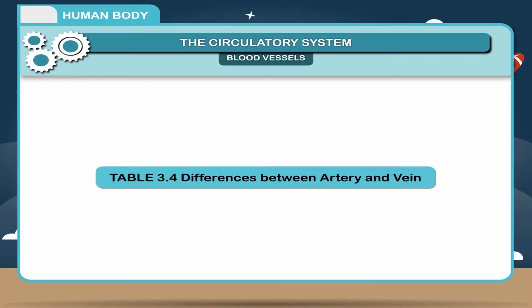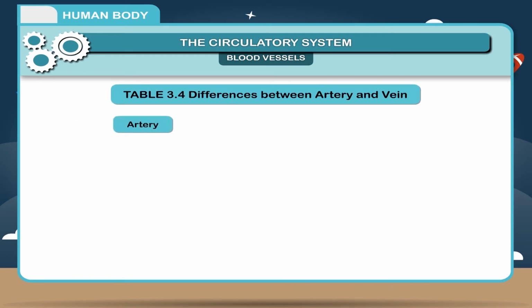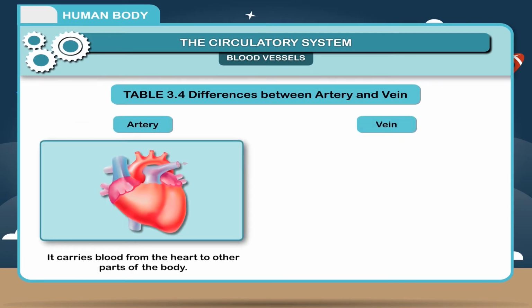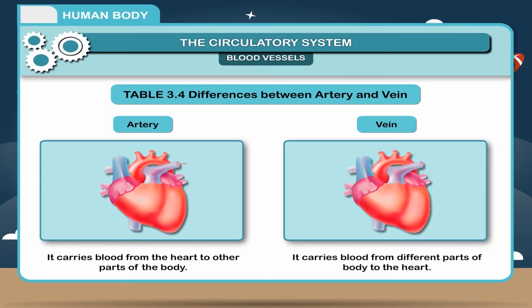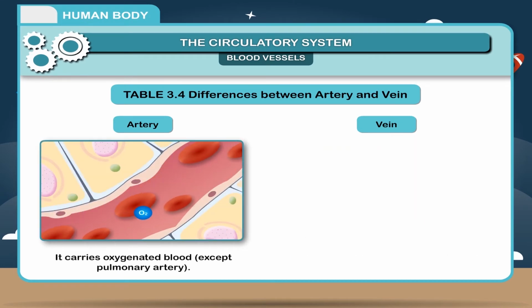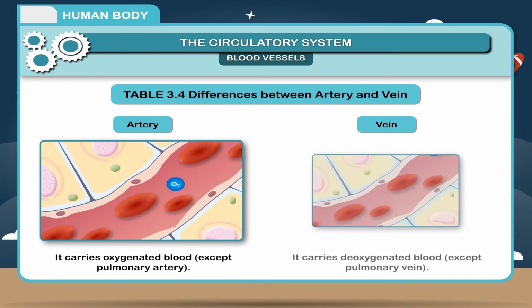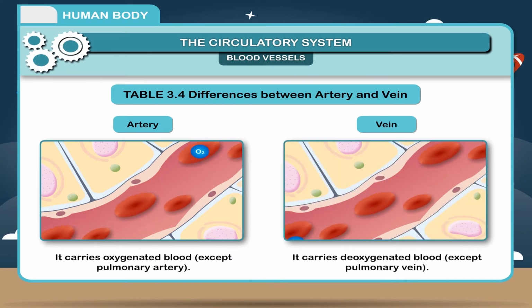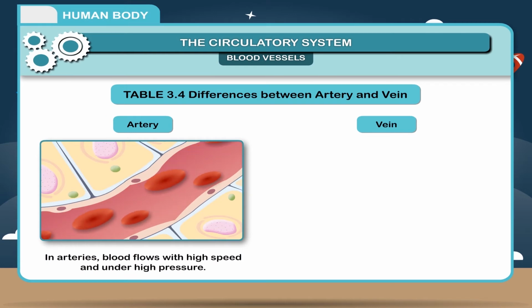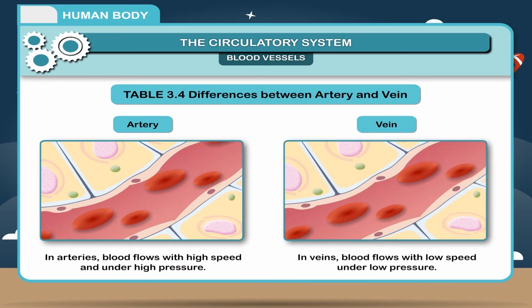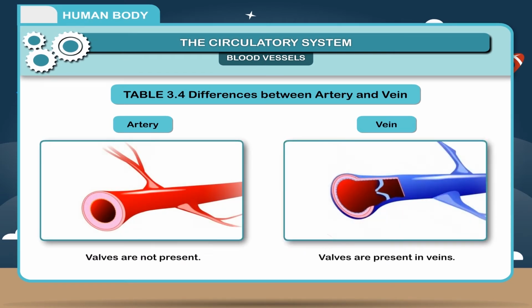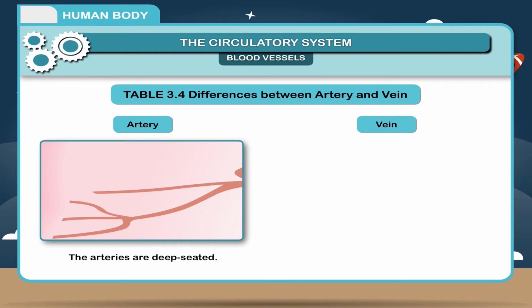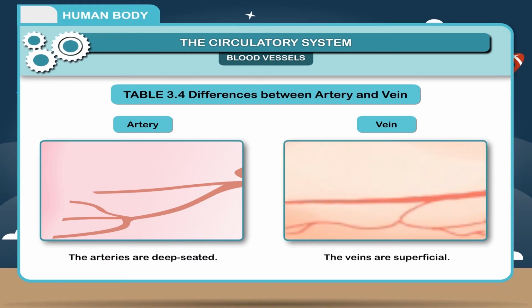Table 3.4. Differences between artery and vein. Artery: it carries blood from the heart to other parts of the body. Vein: it carries blood from different parts of the body to the heart. An artery carries oxygenated blood, except the pulmonary artery. A vein carries deoxygenated blood, except the pulmonary vein. In arteries, blood flows with high speed and under high pressure. In veins, blood flows with low speed under low pressure. Valves are not present in arteries; valves are present in veins. The arteries are deep-seated. The veins are superficial.